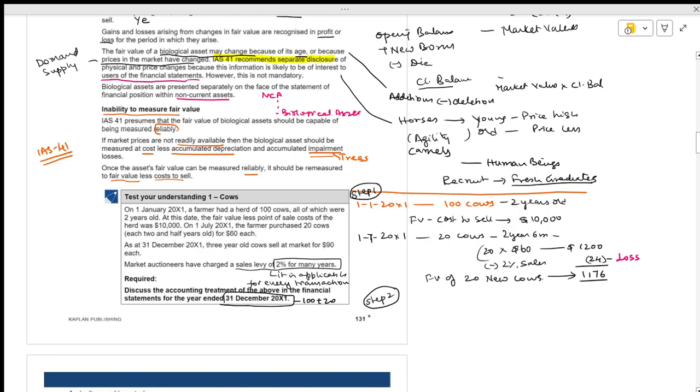Now, how many cows do they have at the closing balance as on 31st December 2001? 100 plus 20, 120 cows. Next, what is the value of the 120 cows?